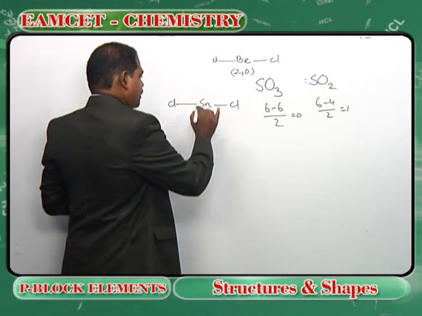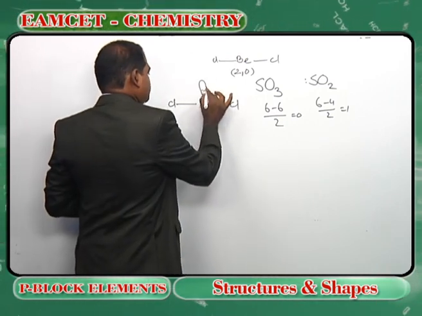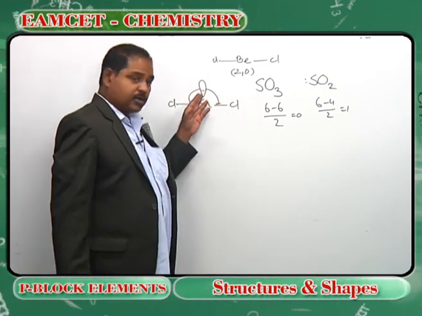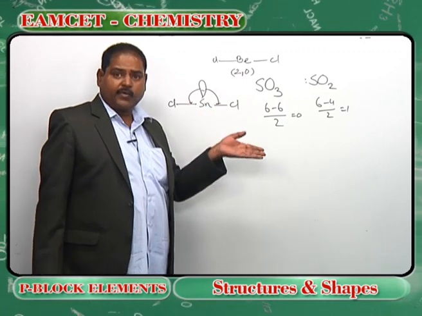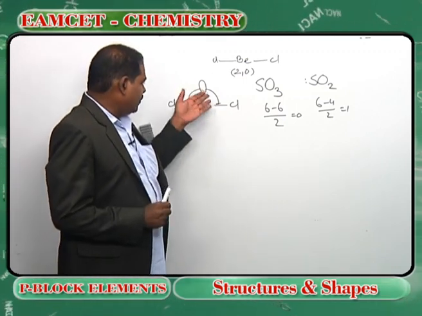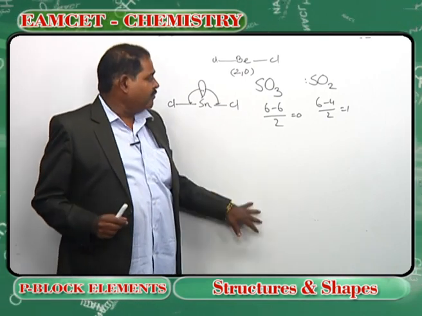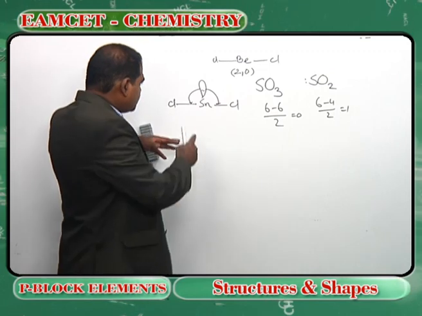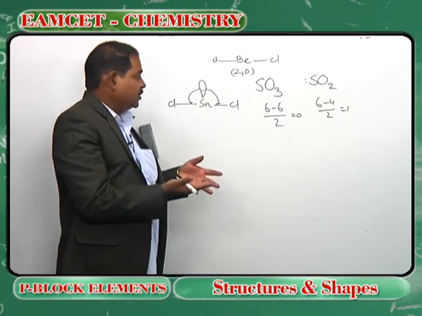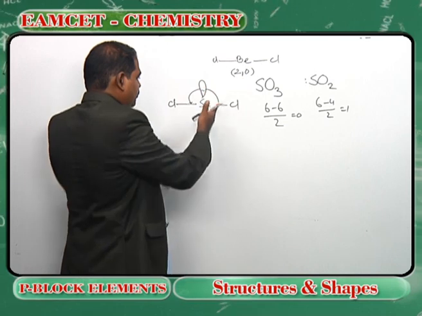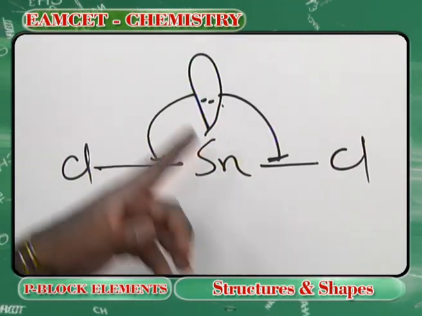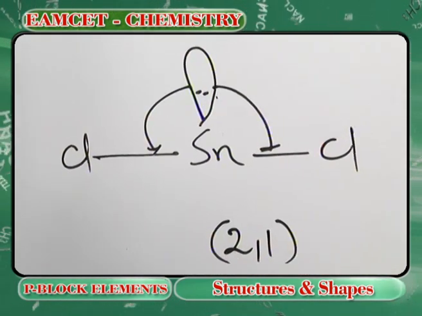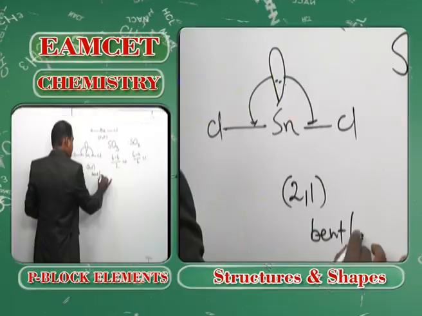Why? Here is a lone pair on stannum which repels the bond pairs. This is a pair of electrons. Bond pair also means a pair of electrons. Whether it is a lone pair or a bond pair, after all, it is only a pair of electrons. Therefore, what exists between a pair of electrons and a pair of electrons? Repulsion. Negative charge, there can only be repulsion. So, 2 bond pairs, 1 lone pair, 2, 1, it is said to be bent or angular.